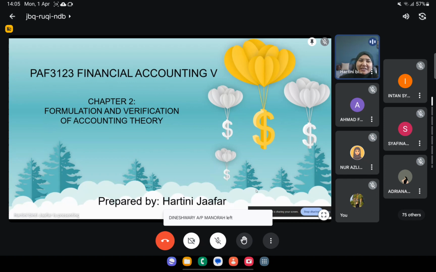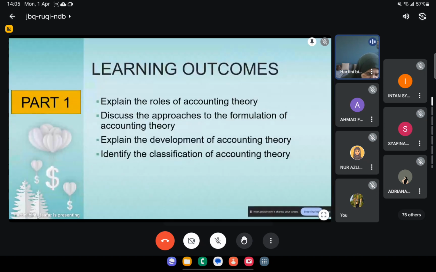Okay. So this is chapter 2. The title is Formulation and Verification of Accounting Theory. Why does it have the word verification? Sebab in order for accounting theory to be proven, it must be tested and the test usually is done scientifically.